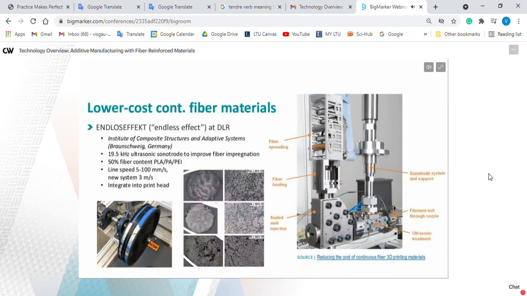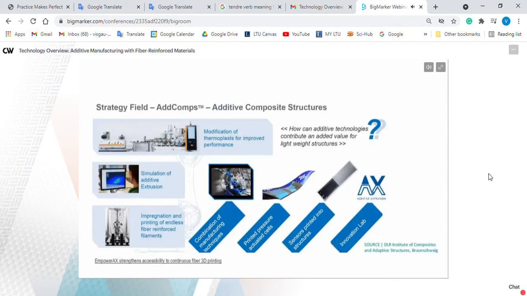In the middle at the bottom, you can see the different samples. So they were able to achieve 50% fiber volume with carbon fiber PLA, polyamide, and PEI at the bottom, polyetherimide. They have started moving up in line speed, and the goal is to further miniaturize this and actually be able to integrate it into a print head. They would still have the standalone system, but it's just to give the industry more options for getting the cost down on these materials, which they feel has been an obstacle to wider adoption.